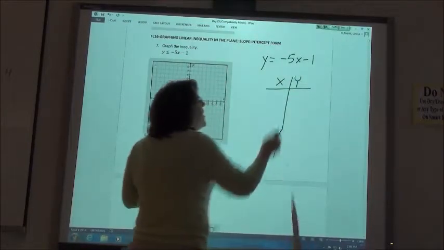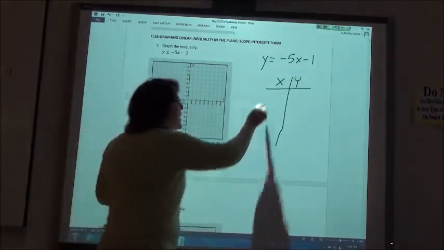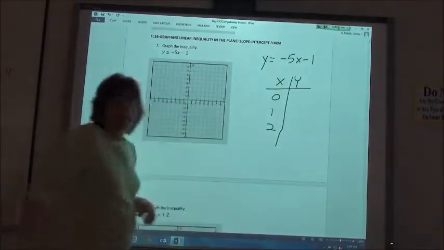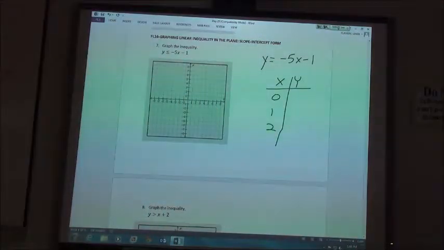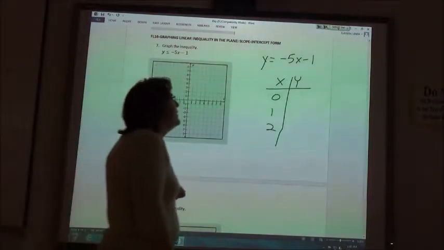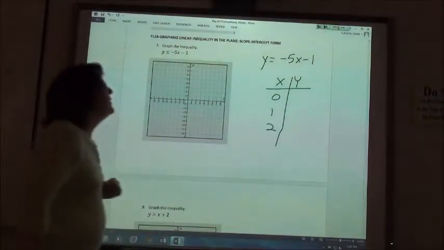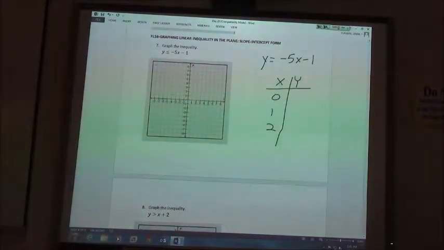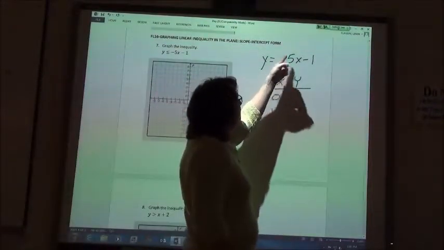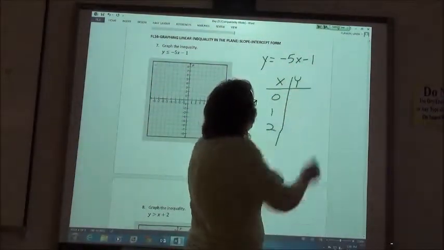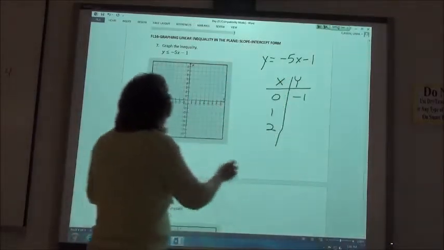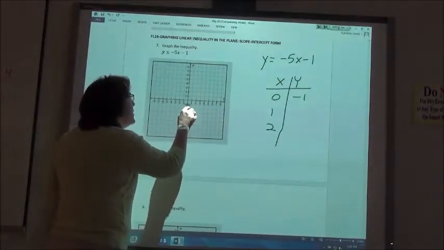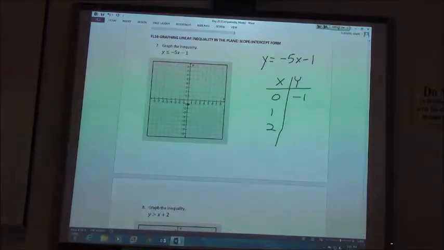So when we did our table, we picked nice easy numbers like 0, 1, and 2. Maybe you want to use a negative 1. You just pick some easy numbers and you plug them in. If x is 0, what did we get for y? Negative 1. Negative 5 times 0 is 0, and 0 minus 1 is still minus 1. We knew that should be our y-intercept anyway. It's going to touch our y-axis at minus 1.